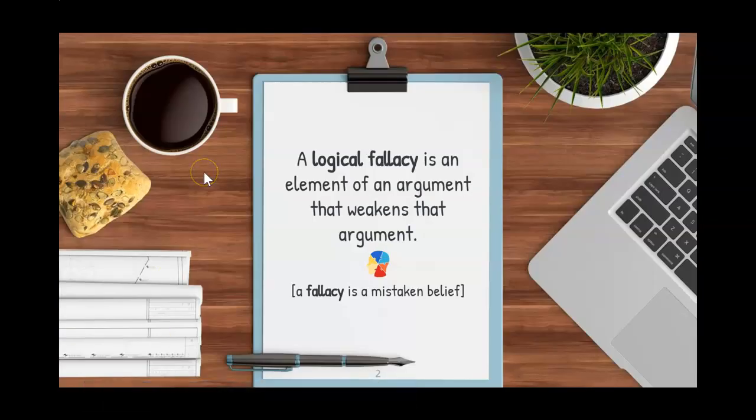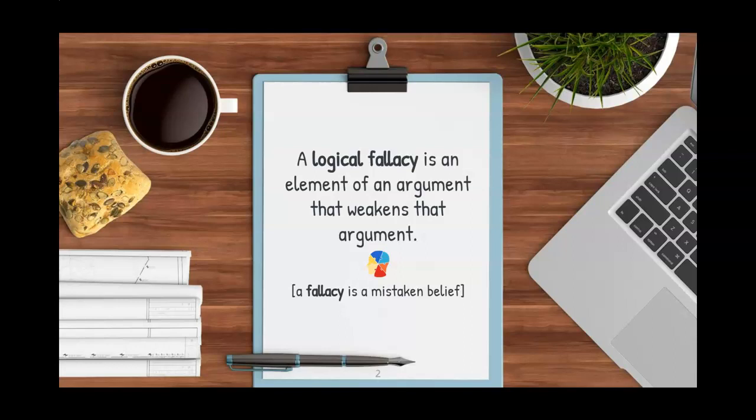So just before we get started, to be clear, a logical fallacy is an element of an argument that weakens that argument. So it's something about the way the argument is set up, something about the reasoning behind it or the evidence used in it that means that it's a weak argument. The tricky thing is sometimes we can't always tell. When we say a weaker argument, we mean logically.